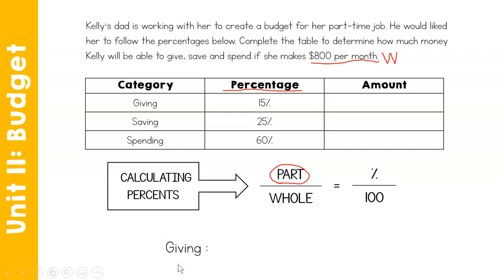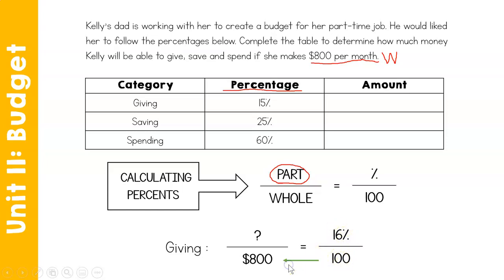Okay, so I'm going to work through the giving, and then I'm going to pause the video, or hopefully you're going to pause the video and solve for saving and spending on your own, and then you can see if you got the same answers as me. So I'm going to set up my proportion. I'm given the whole, which is the $800. I'm looking for the part, which is how much out of that $800 is 16%. And I plugged in this 16% over 100.